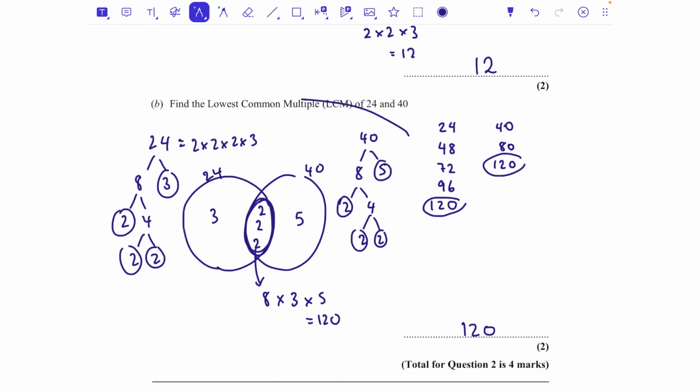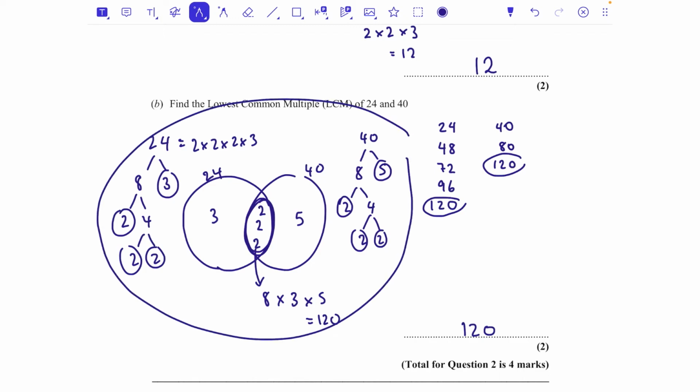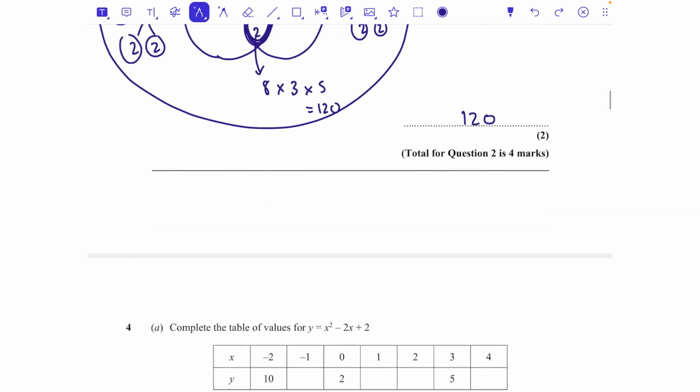That is the method seen above. All the numbers in the middle times together, that's the highest common factor. Multiply that by any numbers left on the outside, and that is your lowest common multiple. Or you can just list both numbers, but people tend to go wrong, like be 1 out or 10 out when they do that. So just be really careful if you are going to list the numbers that way.